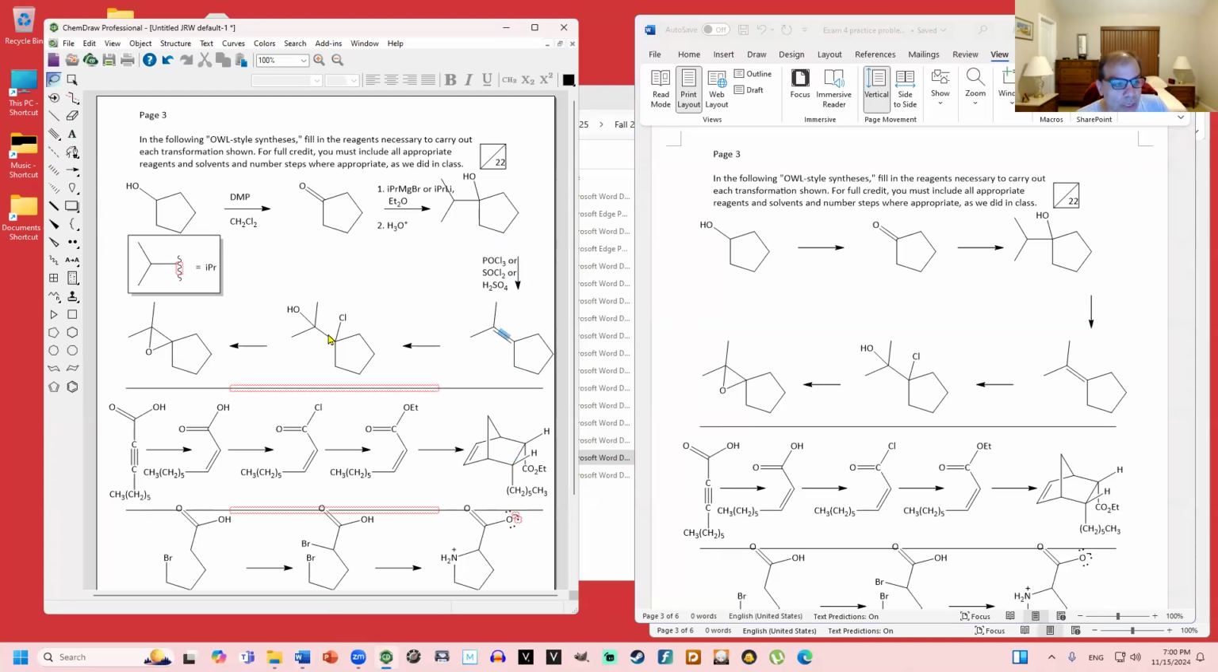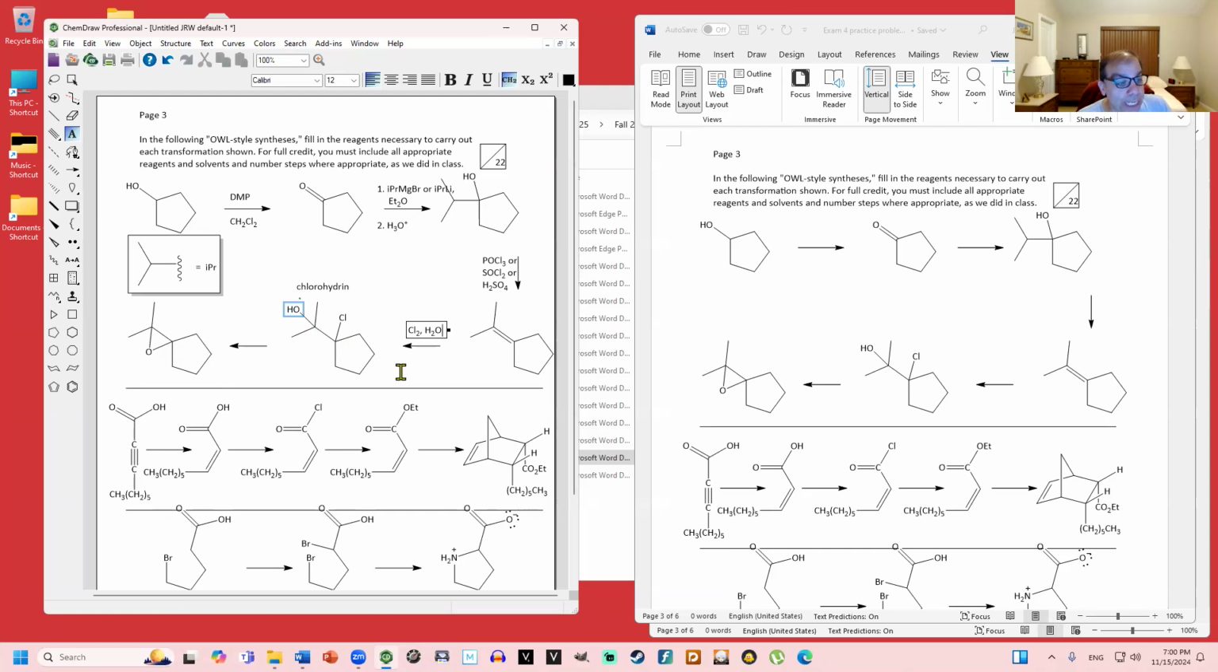When you compare that structure to the next one, we've added a Cl and an OH. This is a chlorohydrin. We talked about forming halohydrins in chapter 8. So this is a chlorohydrin. And the reagents for forming a halohydrin are the halogen and water. So yes, I still do expect that you know all of the organic 1 reactions. This is one of them.